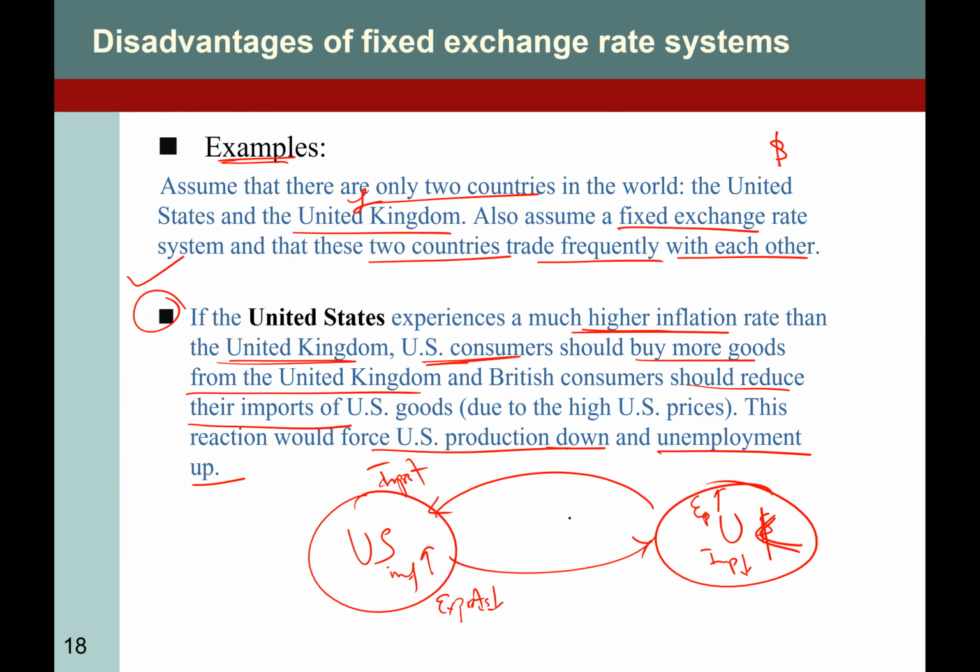So when you are importing so much from the UK, what happens to the factories that are making the same product that the UK is exporting to the US? There is going to be unemployment, or factories are going to be shut down, or production is going to be decreased. So that is the US perspective.